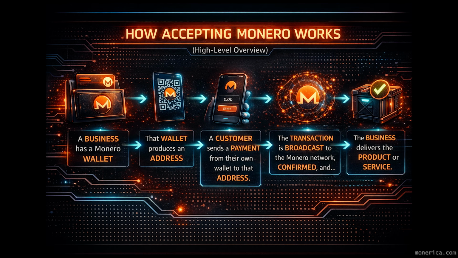How accepting Monero works at a high level. At a high level, accepting Monero is actually simple. A business has a Monero wallet. That wallet produces an address. A customer sends a payment from their own wallet to that address. The transaction is broadcast to the Monero network, confirmed, and once the payment conditions are met, the business delivers the product or service. Everything else that will be discussed in this video exists to make the basic workflow easier for customers, safer for merchants, and easier to automate and reconcile as volume increases.